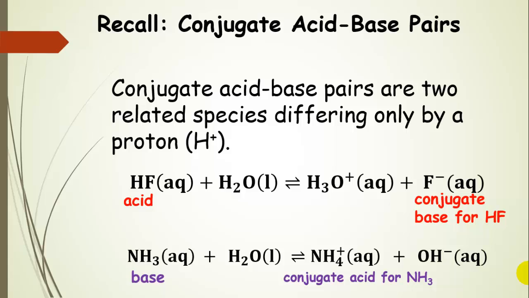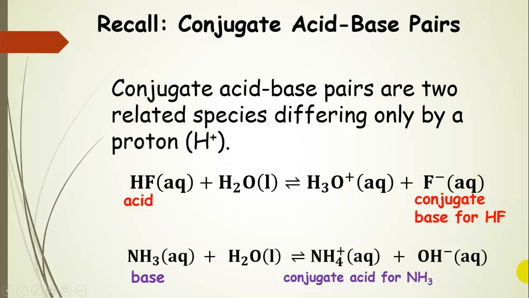If you put an acid in solution, you're going to get a conjugate base. So hydrofluoric acid is going to yield fluoride anion as the conjugate base, and it's going to produce hydronium. So the proton is donated to water, producing that hydronium.